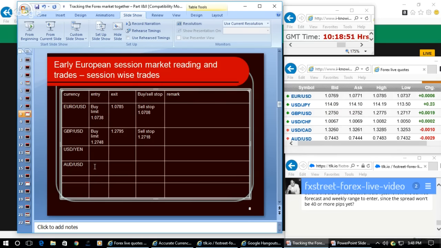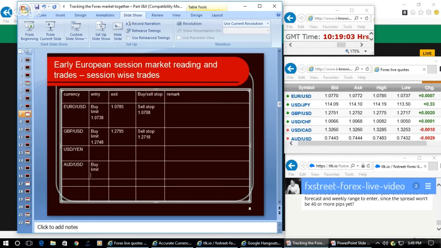Then in the case of Australian dollar, as I told you, they are just holding below the initial low. We will try to keep a buy limit order one pip above the initial low, because they could go closer to that and then start gaining and breach the initial low and start gaining. That is what they are likely to do. So we will keep a buy limit order near the initial low, and the take profit order will be near the high.